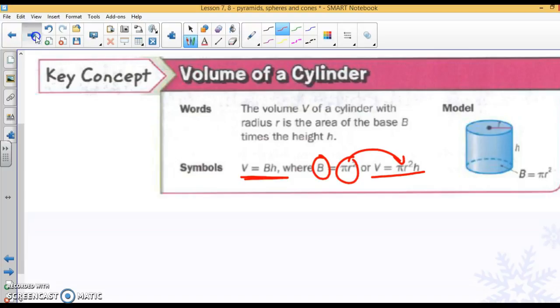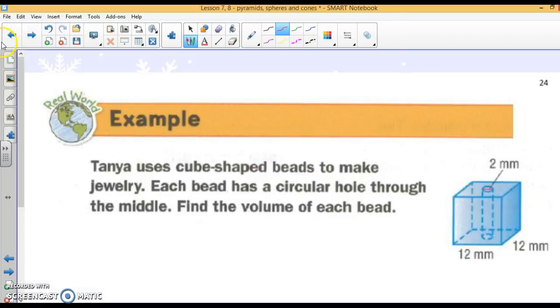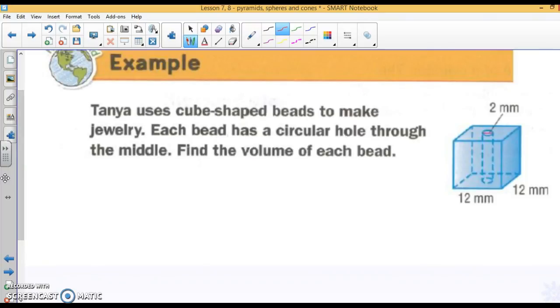All right, let's take a look at a problem. I'm not even going to do that, because you can do these on your own. I want to do one that's more complicated. Tanya uses a cube-shaped bead to make jewelry. Each bead has a circular hole through the middle. Find the volume of each bead. So this is a more complicated problem.